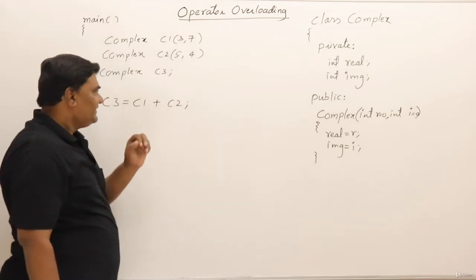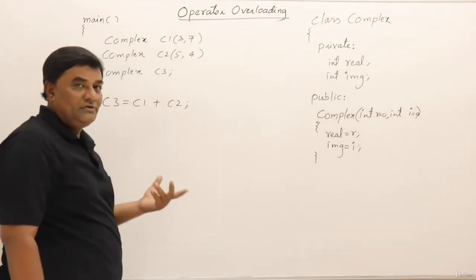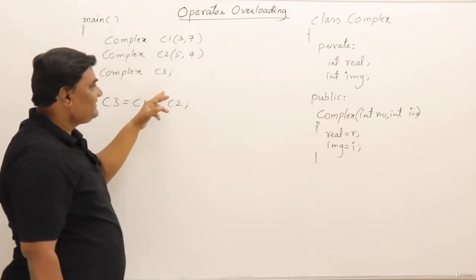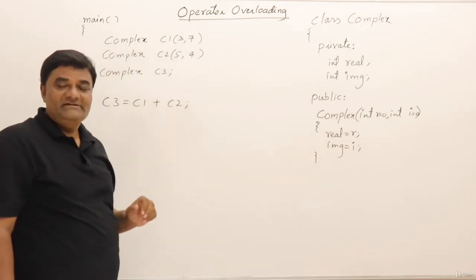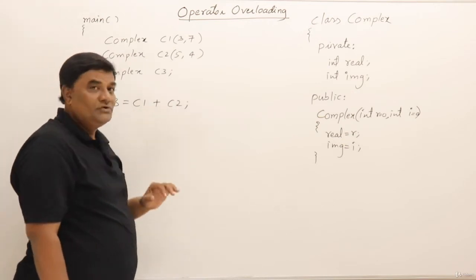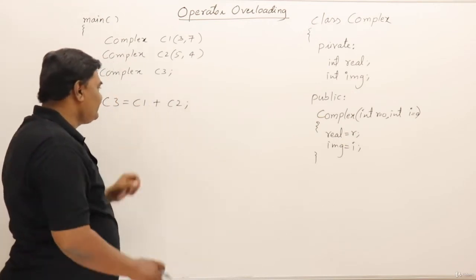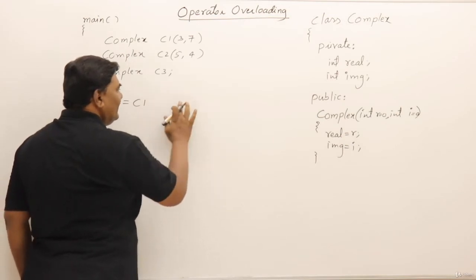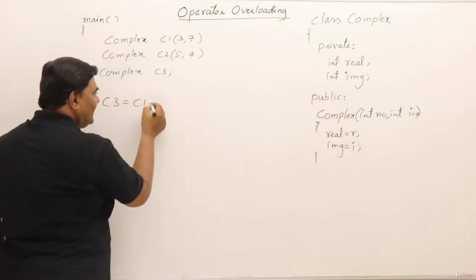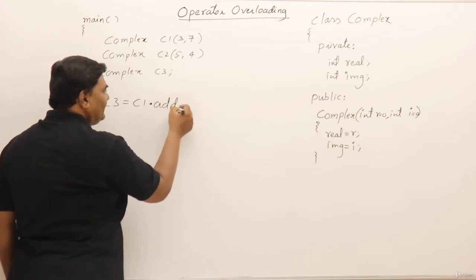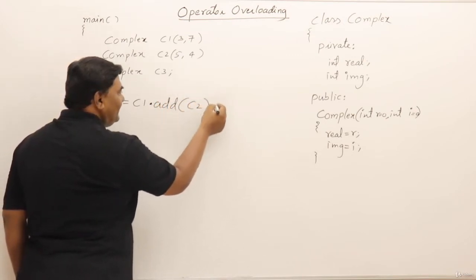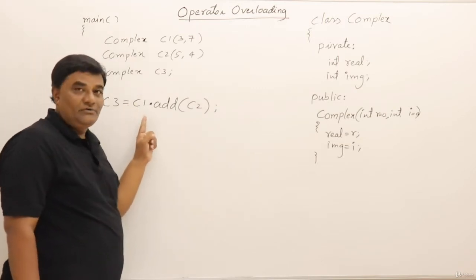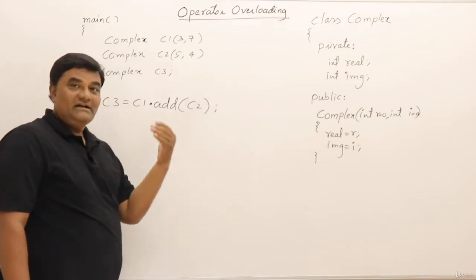Now the question is, addition should be done, but who will do this addition? C1 is an object of the complex class, C2, C3, all are objects of the complex class. Now this addition, who should do it? So instead of writing plus, I will make a change here. Instead of plus, I will say C1 dot add, there is a function add, which will take C2 as a parameter. So who is going to add them? C1 is going to add, and C2 is an argument.